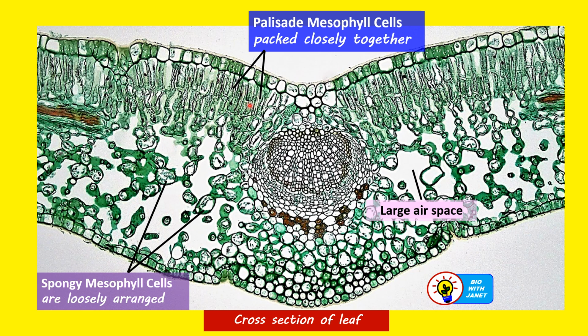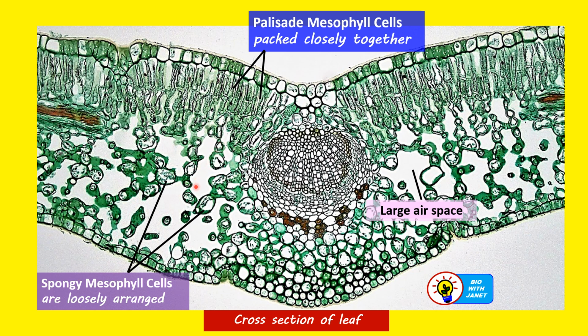These are the chloroplasts. And from here, you can see the arrangement of the Palisade mesophyll cells is very tightly packed together. That's the arrangement of Palisade mesophyll cells, packed closely together so that there are more of these cells to absorb more sunlight for photosynthesis and increase the production of organic food substances.